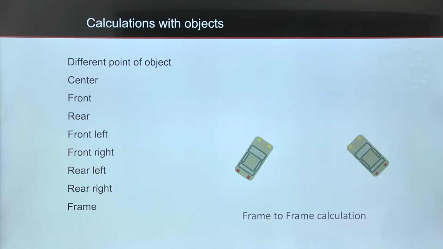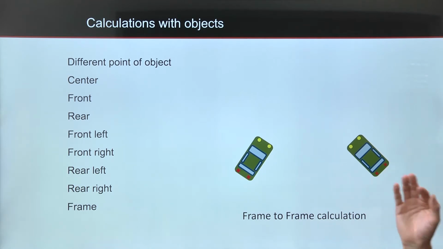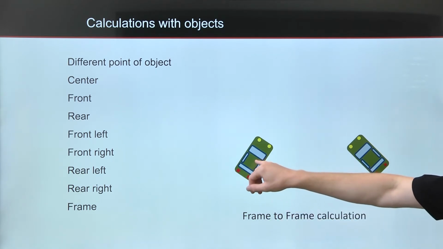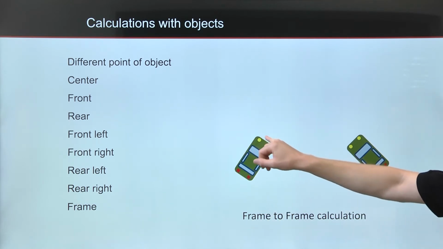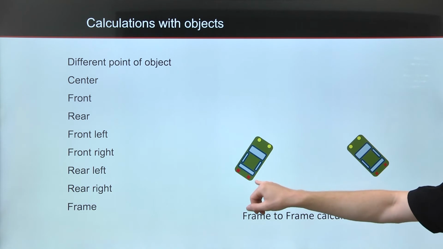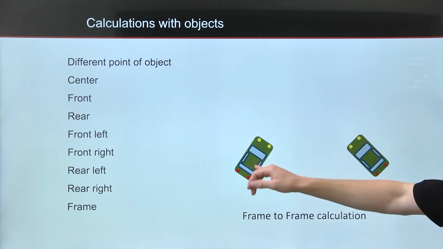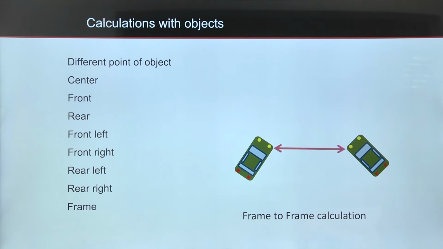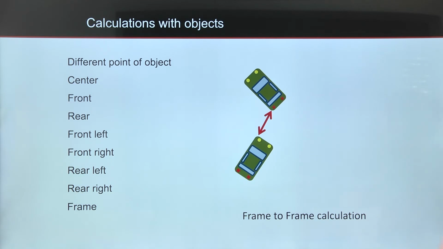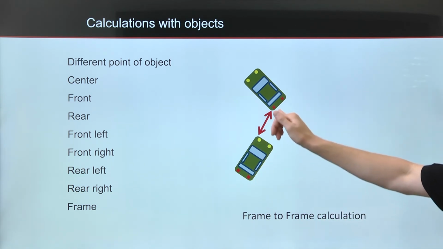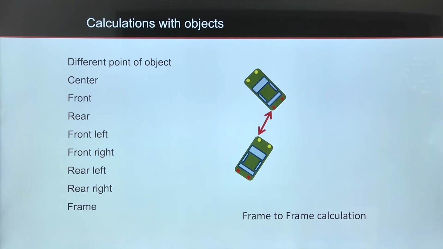For all of these calculations, we have different points on objects where we can do the calculations from. So for example, we can do calculation from the vehicle center, the vehicle front, rear, front left, right, rear left, rear right. So basically from all of these points. Or we can also do frame-to-frame calculation. This means that we will calculate the minimum distance from vehicle to vehicle, and as soon as the vehicle moves, it will always search for the minimum distance between the outer dimensions of the vehicle and calculate that distance.